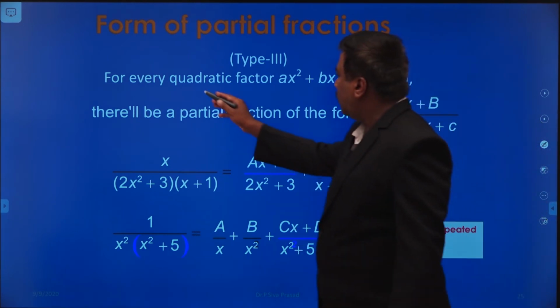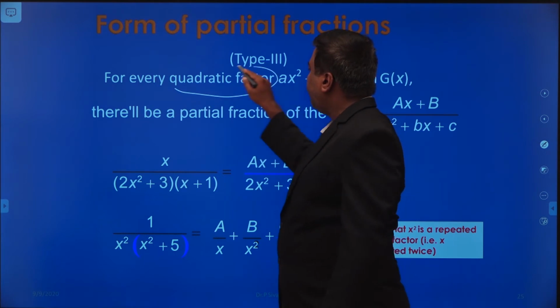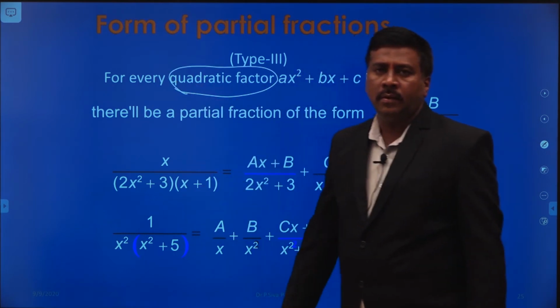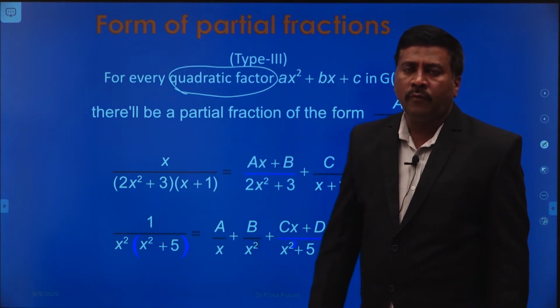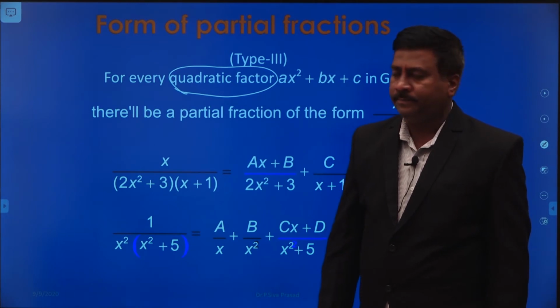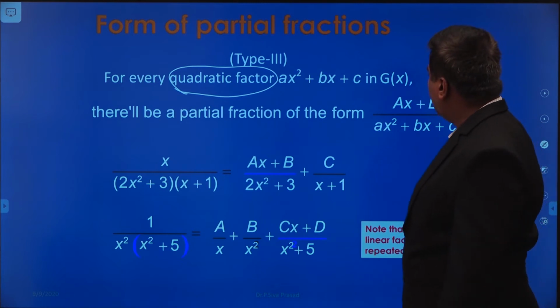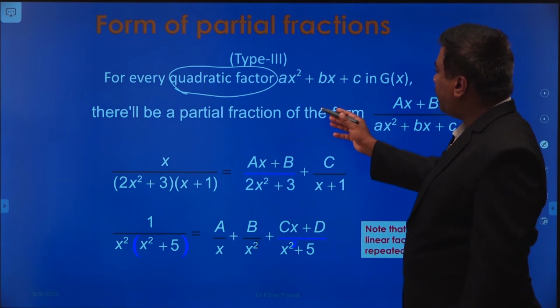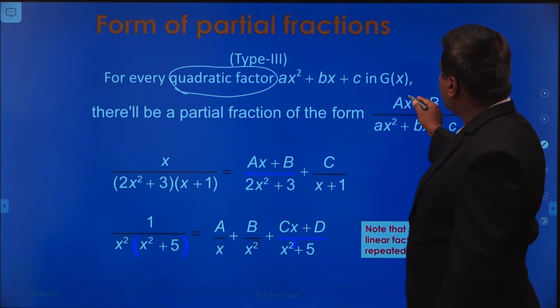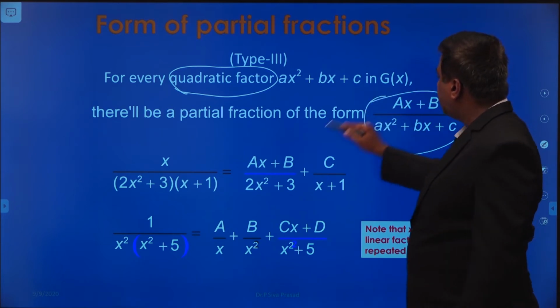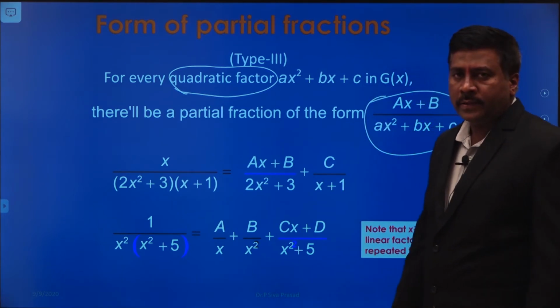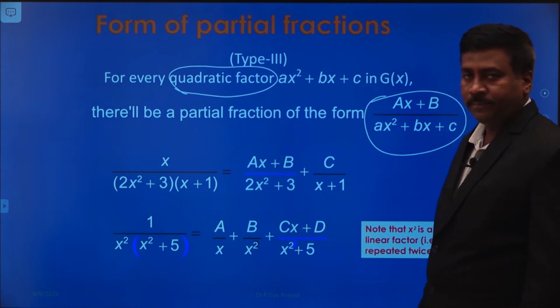Whereas in type 3, in g of x, that is the quadratic factor is to be there. Quadratic factor means we cannot find the real values for x, then those type of factors are called the quadratic factors. So in g of x that may exist, then we have to consider the partial fraction like this, Ax plus B by ax square plus bx plus c.